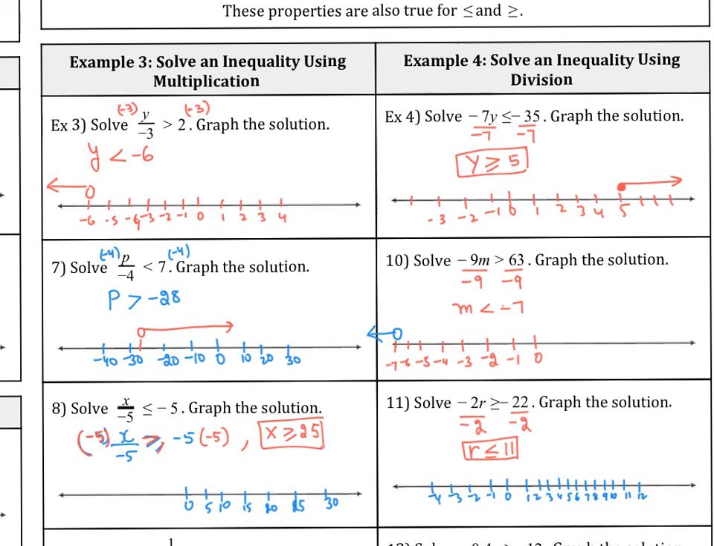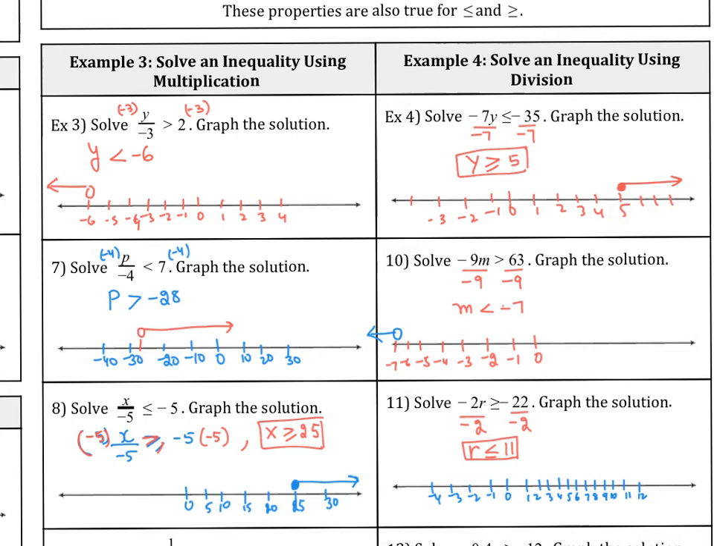For the next one, I'm going to multiply by negative 5 on both sides. Whenever we multiply by a negative, the inequality is going to switch. So it was less than or equal to, now it is greater than or equal to. So x is greater than or equal to 25, because negative 5 times negative 5 is 25. Now we're going to make a closed circle on top of 25, and it's going to go to the greater side.